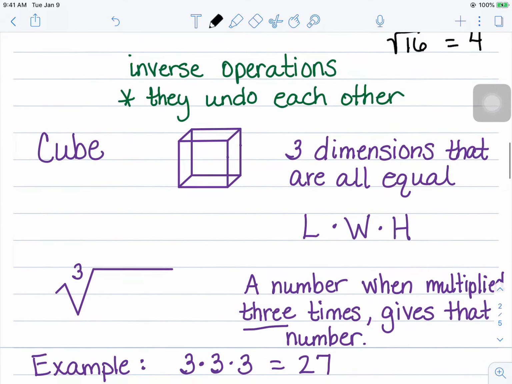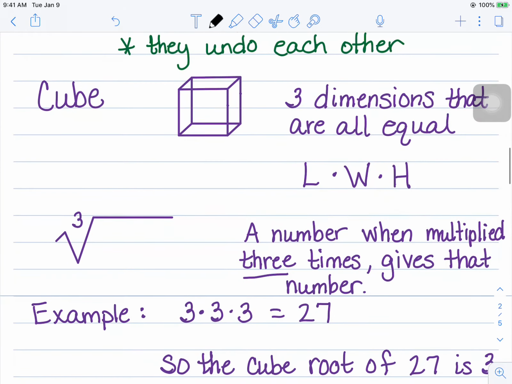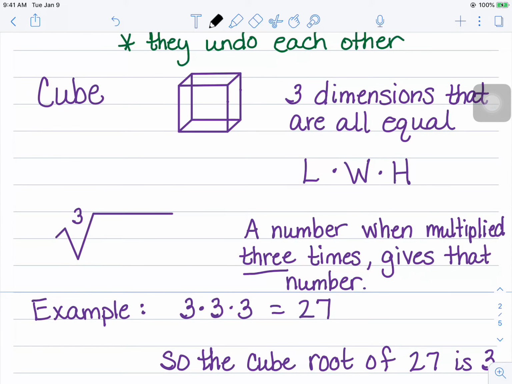All right, let's move to cubes. So a cube is a three-dimensional shape, an object that has all equal sides. So length, width, and height, they're all equal. You've seen cubes before. And for a cube root, you still have the radical symbol, but now your index is a 3.